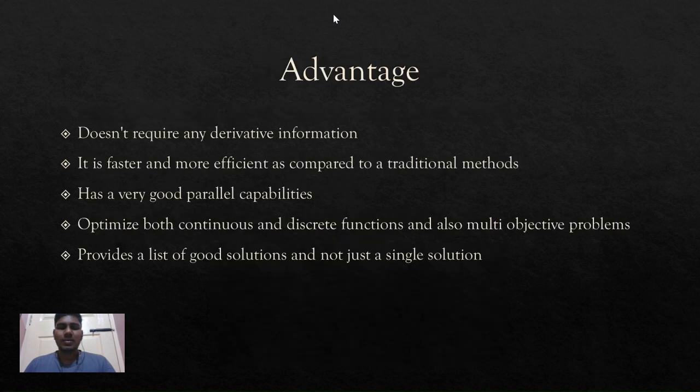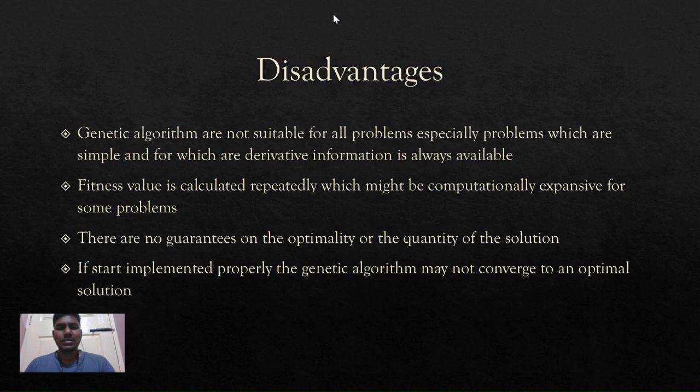Let's go to the advantages of genetic algorithm. It doesn't require any derivative information. It is faster and more effective as compared to traditional methods. It has very good parallel capabilities, optimizes both continuous and discrete functions and also multi-objective problems. It provides a list of good solutions and not just a single solution.